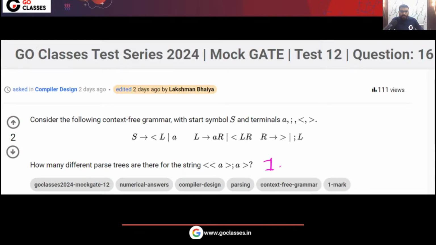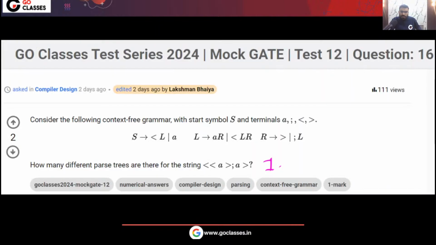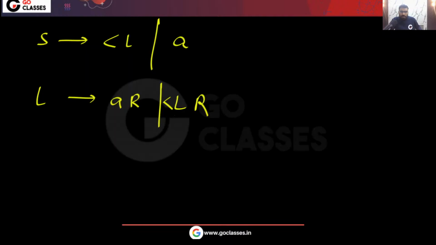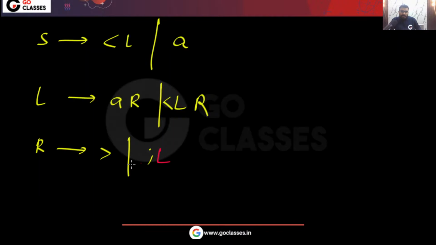Now let me tell you, look at this grammar. If you notice, this is actually an LL1 grammar. Yes or no? The grammar is like this. S you can replace with less than L, or you can replace with A. L you can replace with AR, or you can replace with less than LR. Next, R you can replace with greater, or you can replace with this. Now look at this grammar and tell me, this is actually an LL1 grammar.